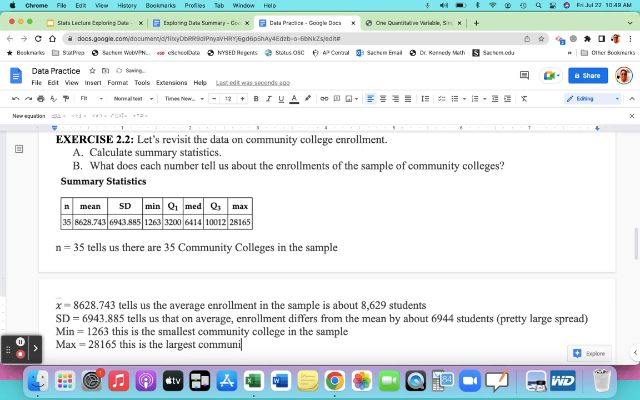Ooh, how many M's in community? In the sample.